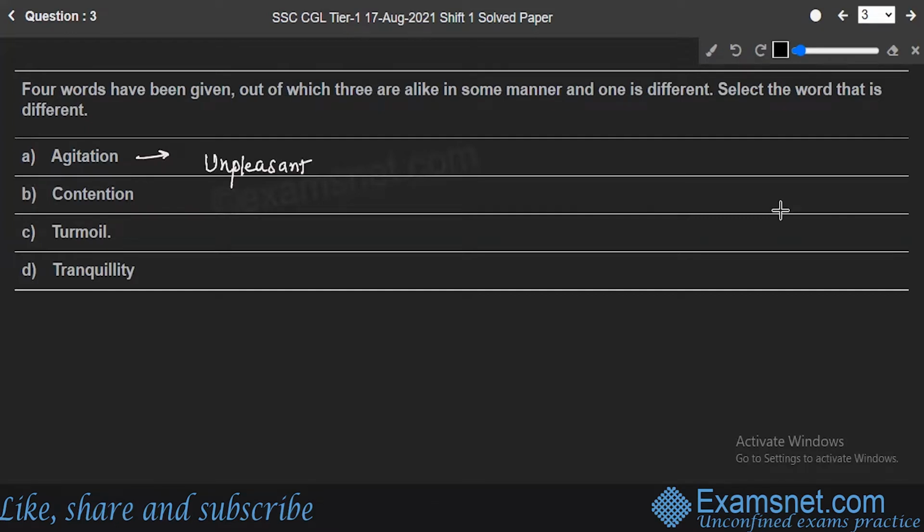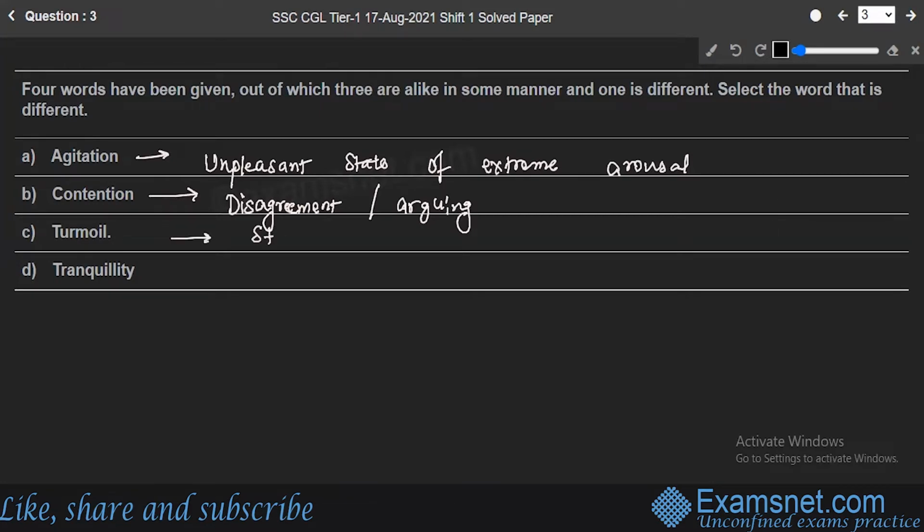See, agitation is an unpleasant state of extreme arousal. Then the word is contention. Contention means when you are having disagreement over something or you are arguing, right? Next word, turmoil. It's a state of great noise or confusion.